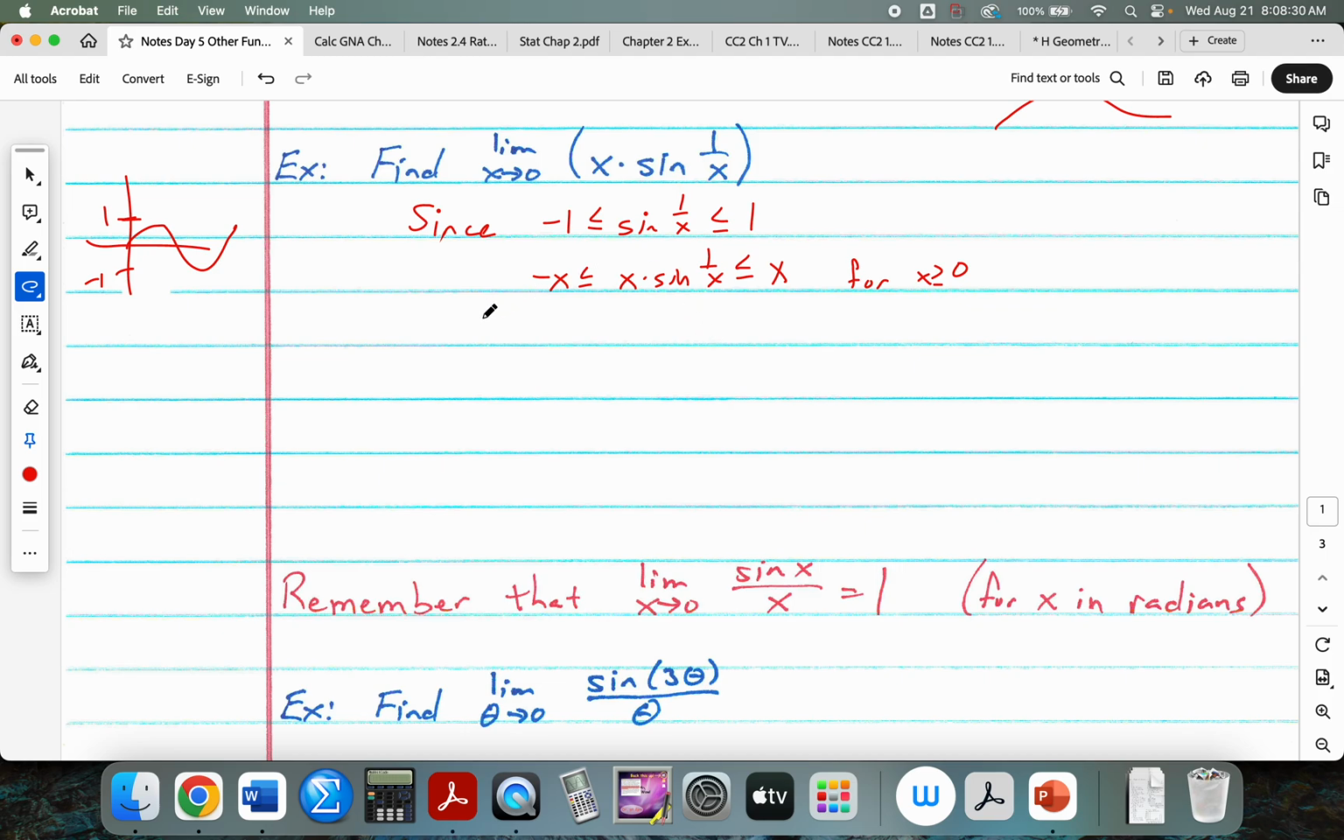So if I now take the limit as x approaches 0 of negative x, that's equal to 0, and the limit as x approaches 0, and I'm using 0 because that's what we're looking at, of x is 0. And this function is squeezed in between the two. Therefore, the limit as x approaches 0 of x times sine of 1 over x is also equal to 0.